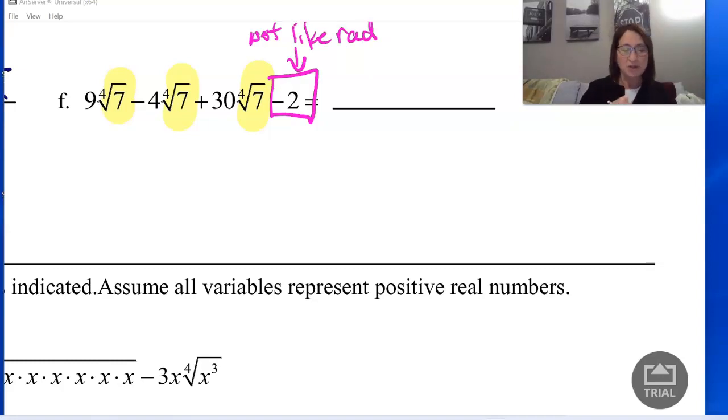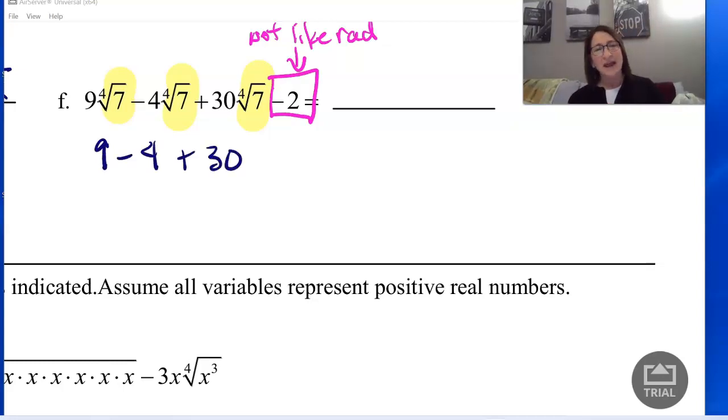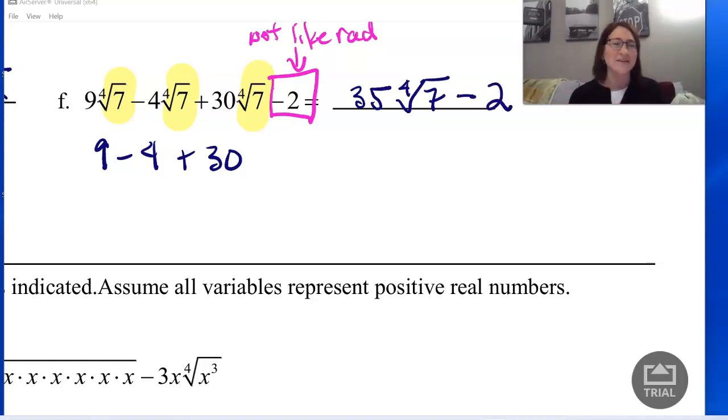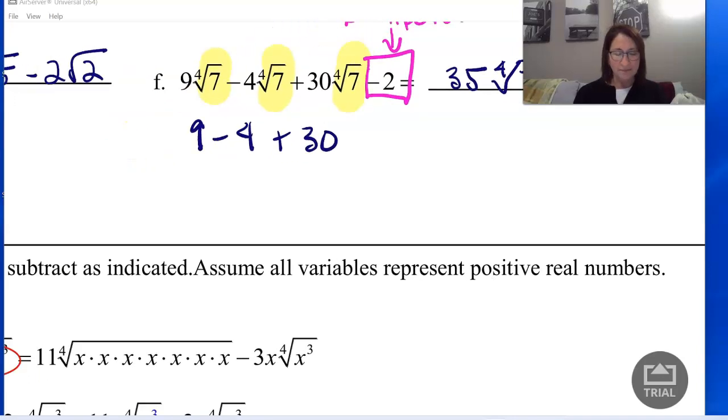All right, so we're going to go ahead and take 9 minus 4 plus 30. And so 9 minus 4 is 5, plus 30 is going to give us 35, and that's going to be the fourth root of 7. And then that minus 2 that doesn't have a radical attached to it, I just put the minus 2 on the end. Okay, I want to give you one to try.